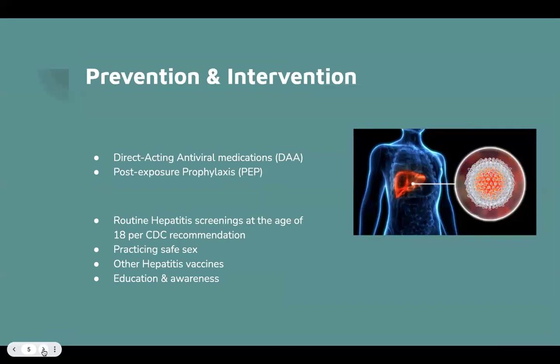As far as the prevention and intervention, this is where hepatitis C really varies in comparison to the other strains. As far as prevention, there is not currently a hepatitis C vaccine, although there are vaccines for the other strains of hepatitis, which are recommended. However, there are routine hepatitis screenings, which the CDC recommends by the age of 18. Therefore, people can get earlier detection of hepatitis C rather than having it detected at a chronic stage.